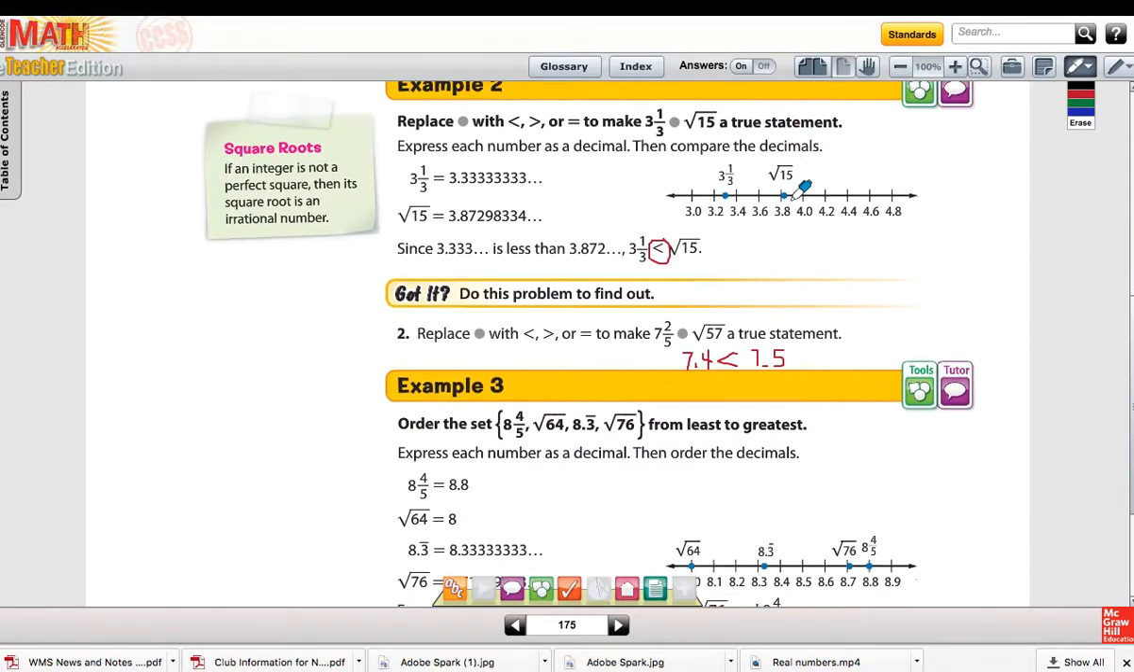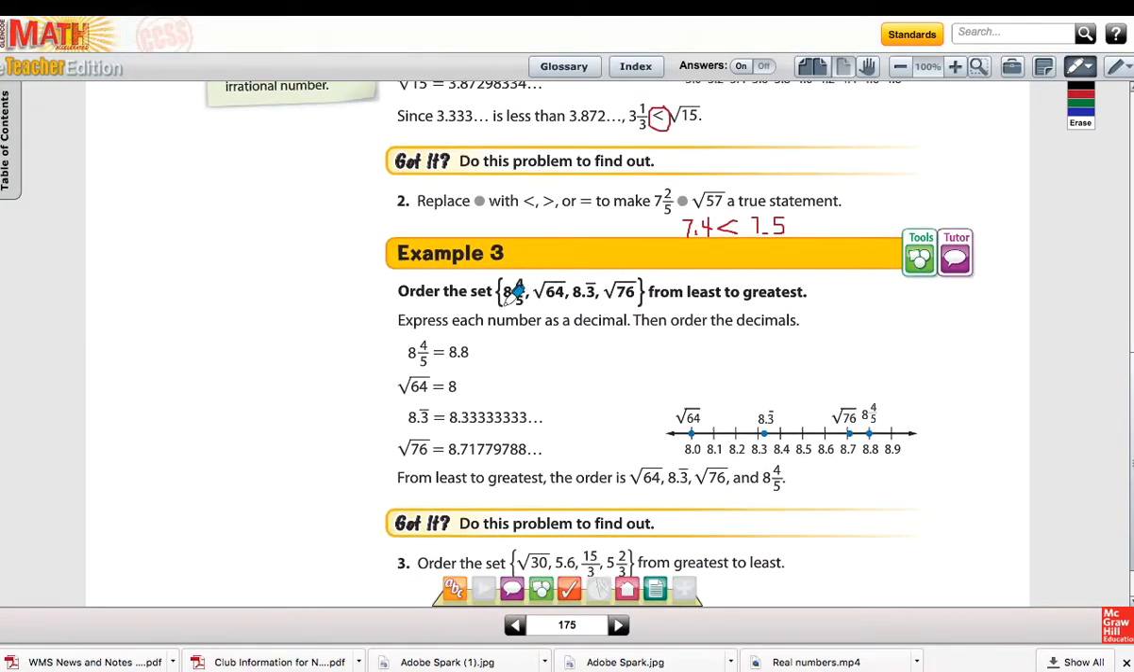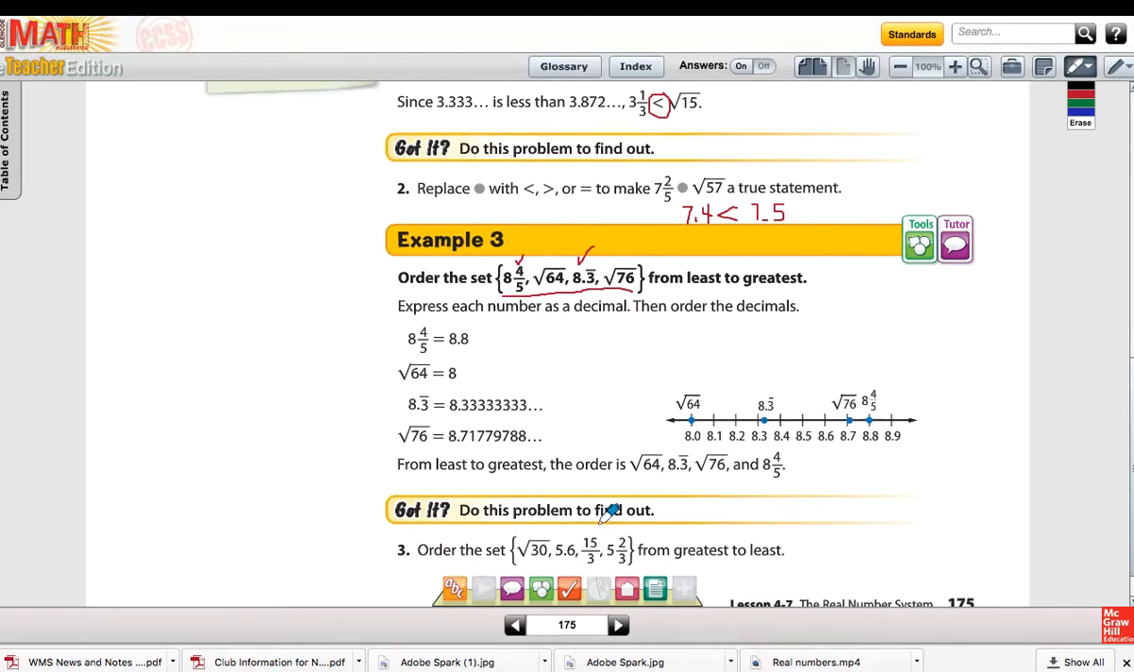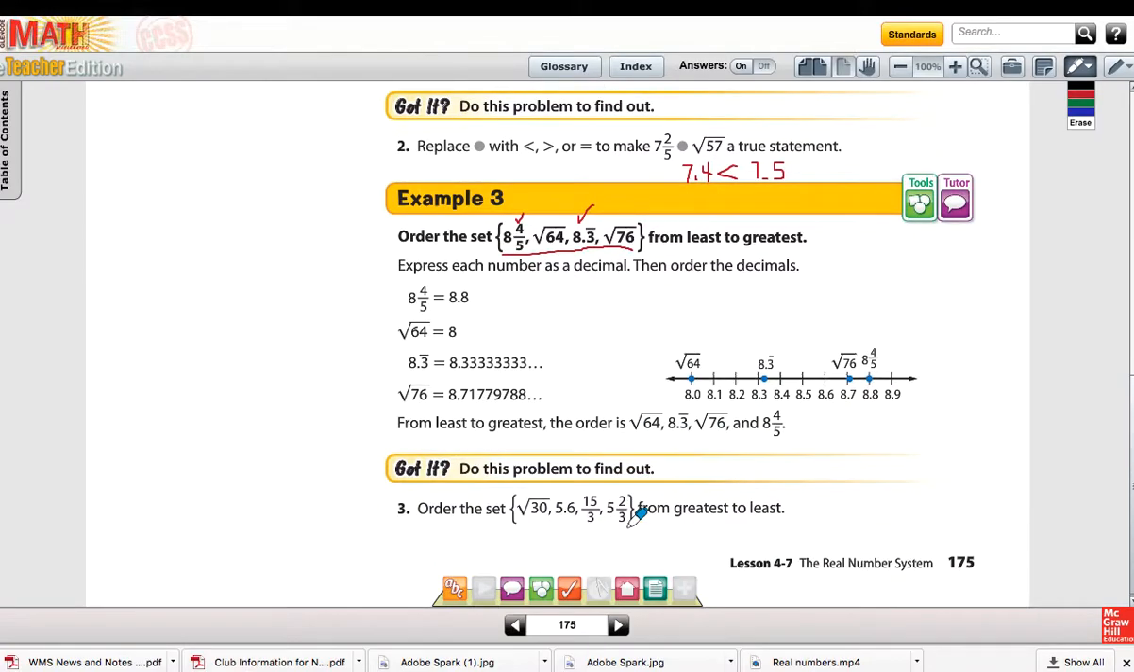For example 3, it says to order from least to greatest. So we have lots of different forms of numbers, and each form has its own benefits. Sometimes we need to write numbers as fractions. Sometimes we need to write them as repeating decimals. In order to put those numbers in order from least to greatest, it's nice to have a common format so you can do that.